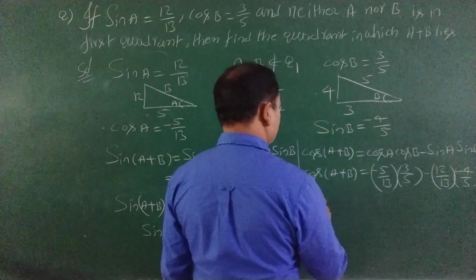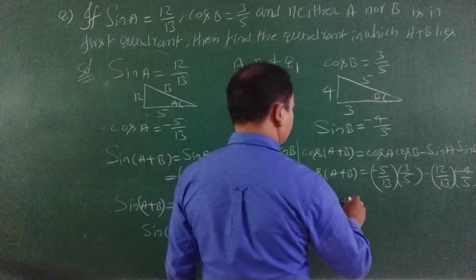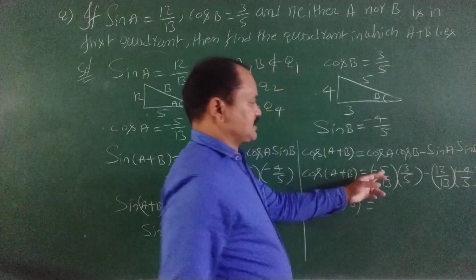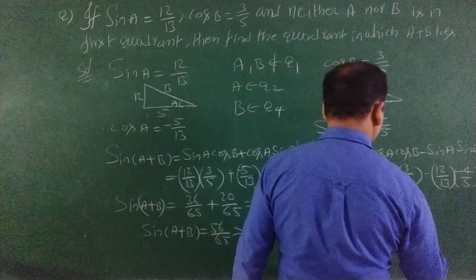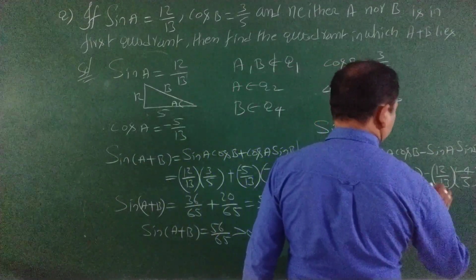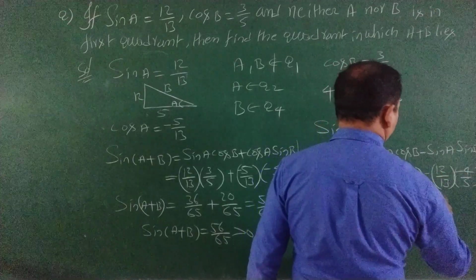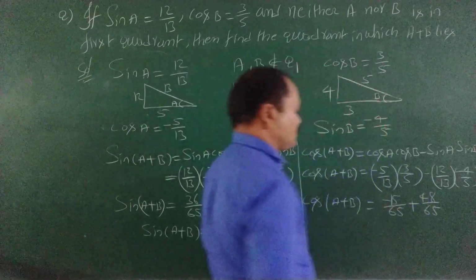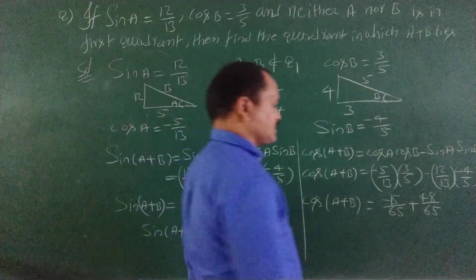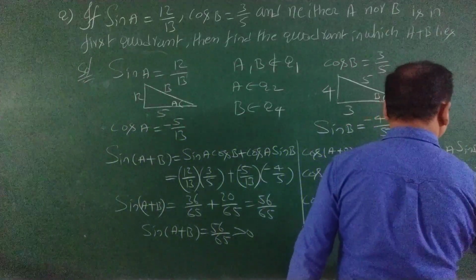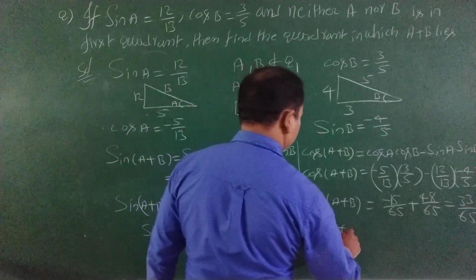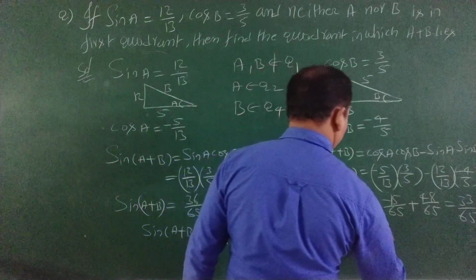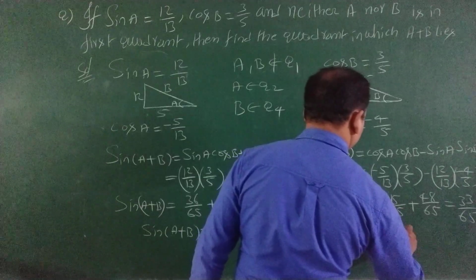Now cos(A+B) is equal to, here it is minus 15 by 65 plus, minus times minus gives plus 48 by 65. That's why this is 33 by 65. So cos(A+B) is equal to 33 by 65.